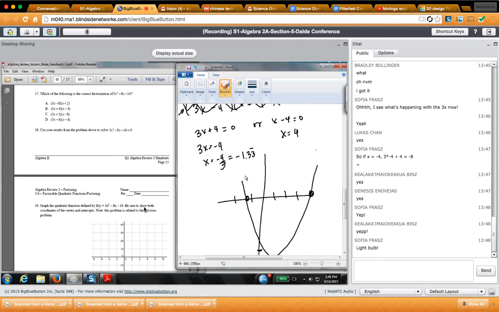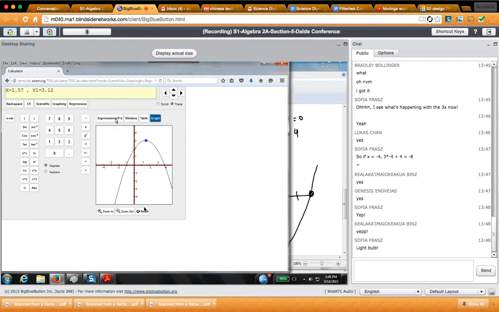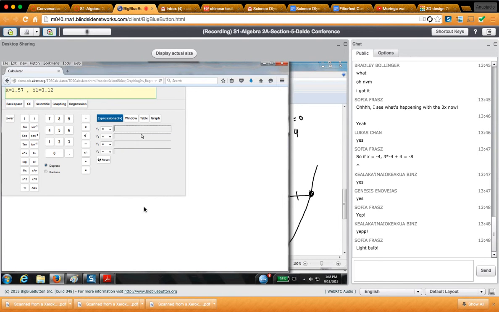All right, and then let me see. Do I have a nice calculator I can pull up? Yeah, sure. So let's take a look at this thing. We'll reset it. And then what was the equation again? It was 3x squared minus 8x minus 16.